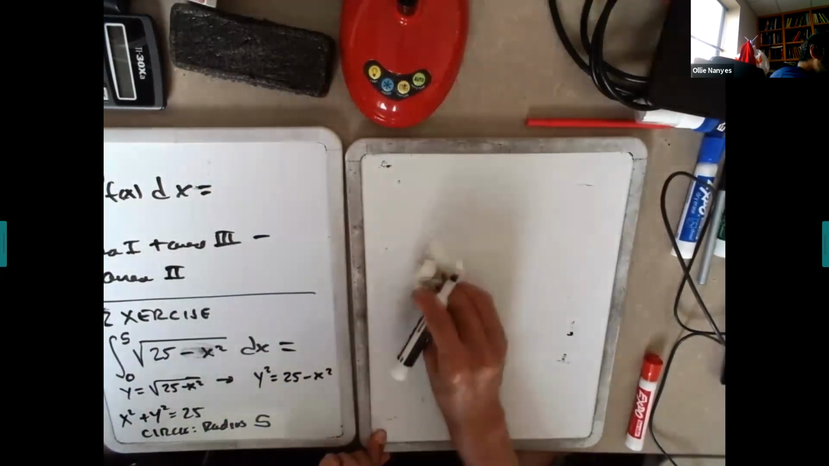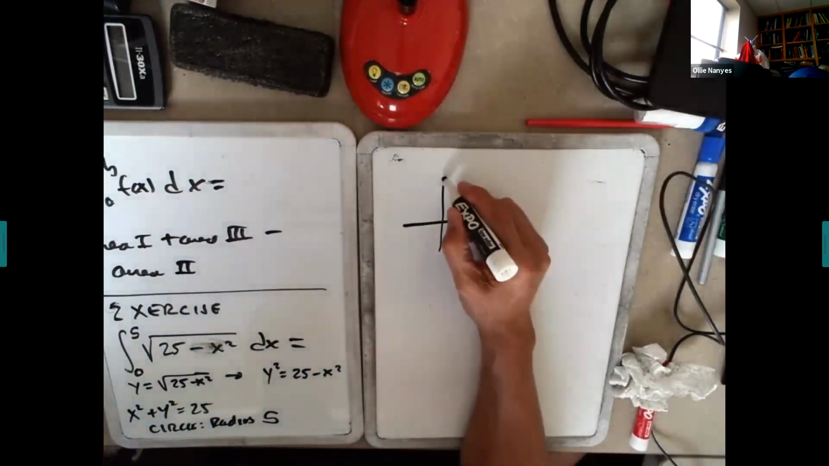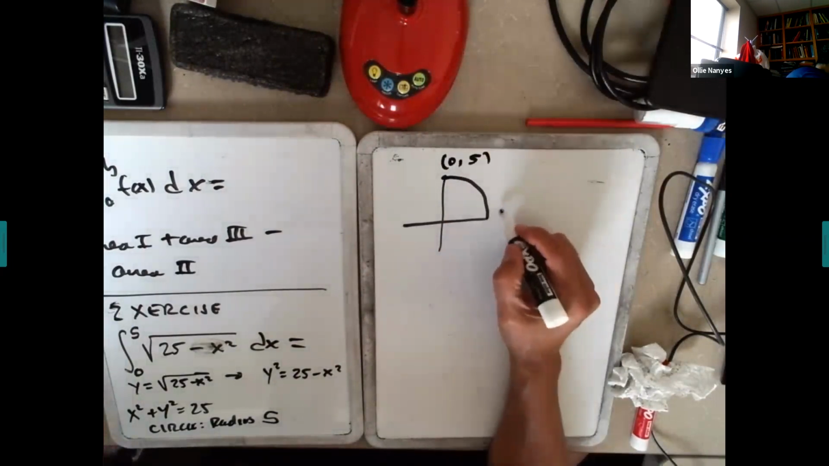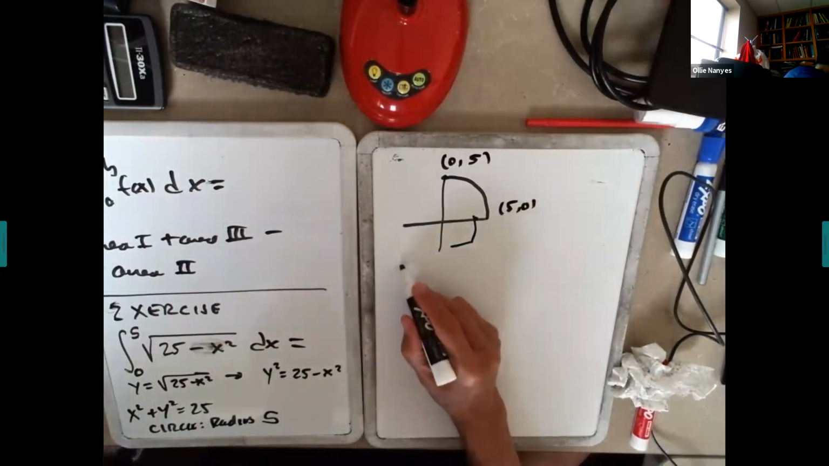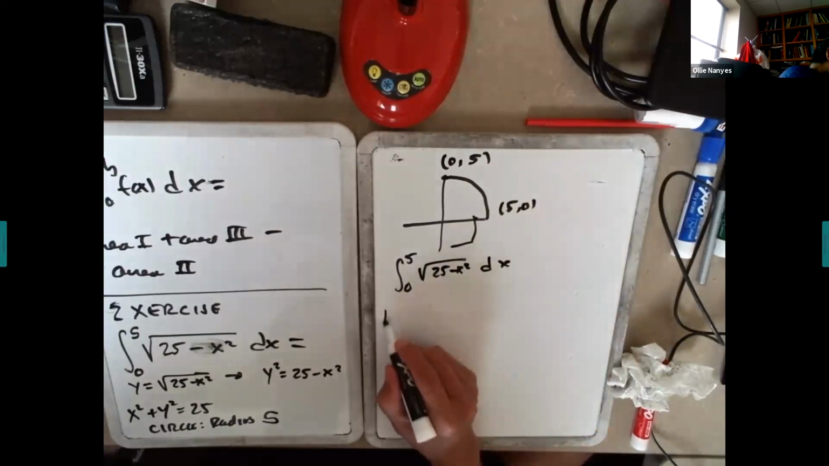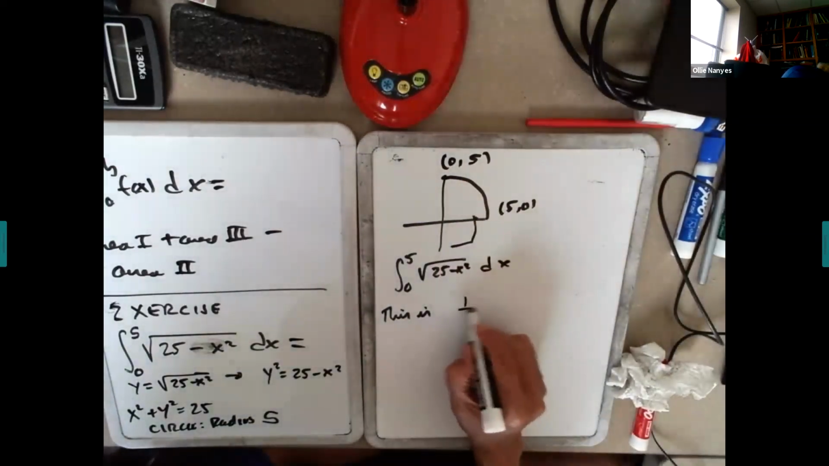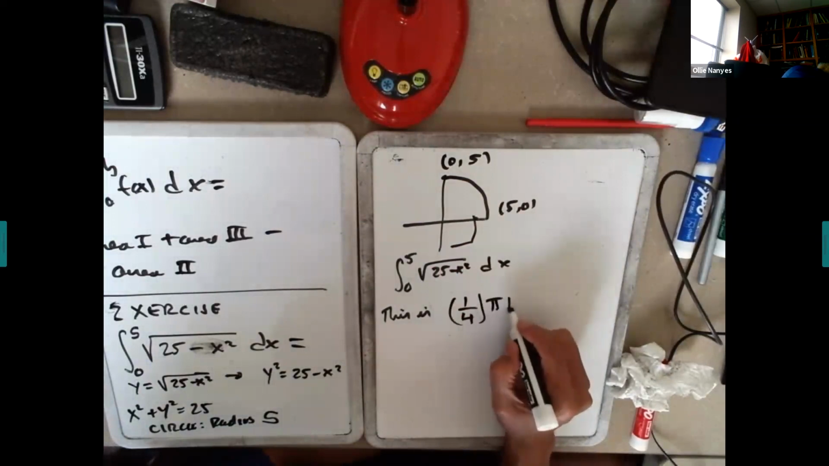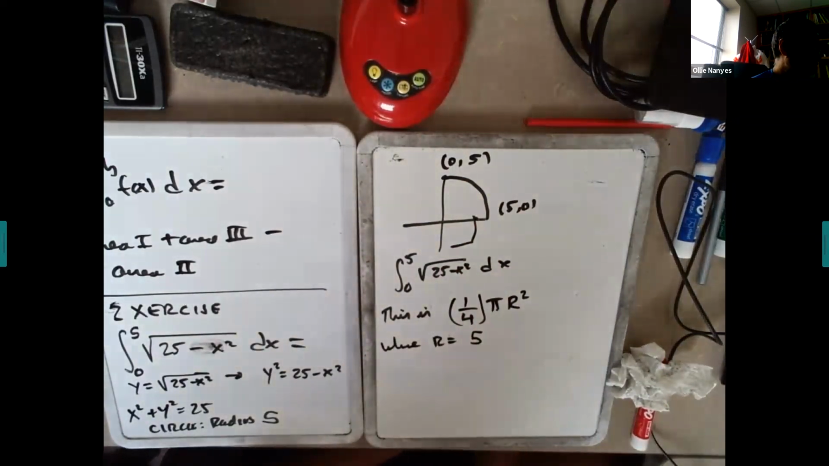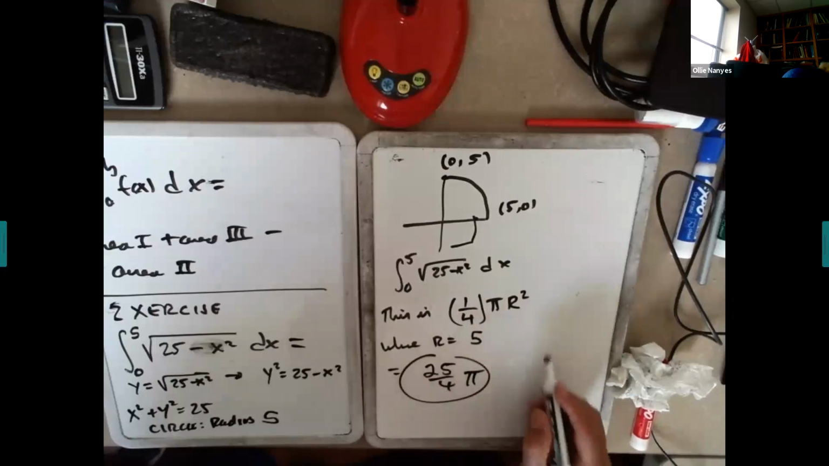So, of course, we're not going to be getting the whole area here, because remember, the x values go from 0 to 5. So if you plot this, this is 0, 5. This is 5, 0. This area is given by this integral. Well, the area of the whole circle is pi r squared, but you only have a quarter of it. So it's 1/4 pi r squared, where r equals 5. Right? So this is going to be 25 over 4 pi. And that's going to be what this integral is right here.